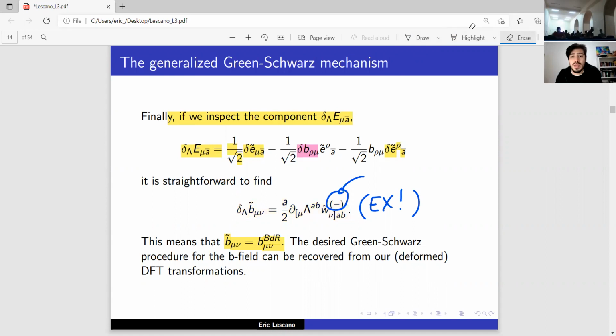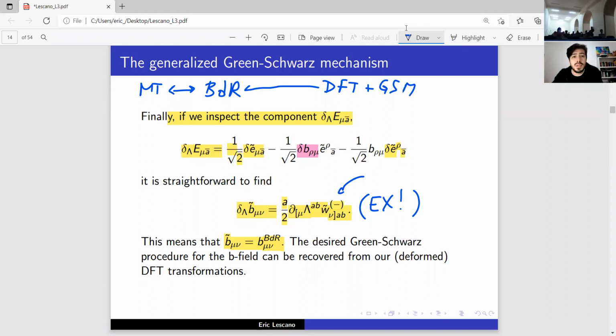In the Metsaev-Tseytlin approach, we have no torsion in our Green-Schwarz mechanism. So we are, in some sense, performing this map. We have the Metsaev-Tseytlin approach, which is completely equivalent to the Bergshoeff-de Roo approach. And we are starting with the DFT plus a Green-Schwarz mechanism, and we are obtaining the Bergshoeff-de Roo version in some sense, just at the level of the transformations for now. Then we are going to construct the action. But this is how things work.